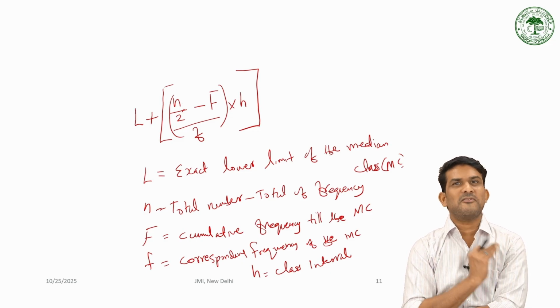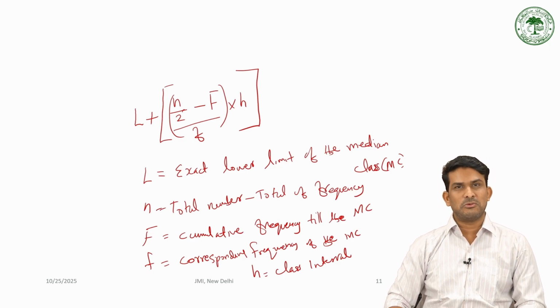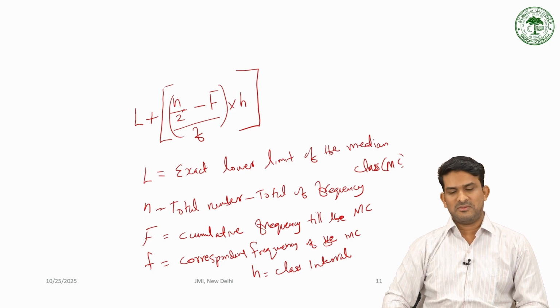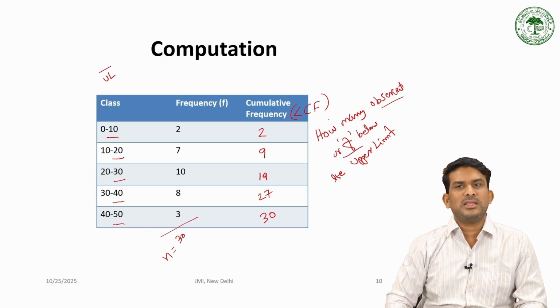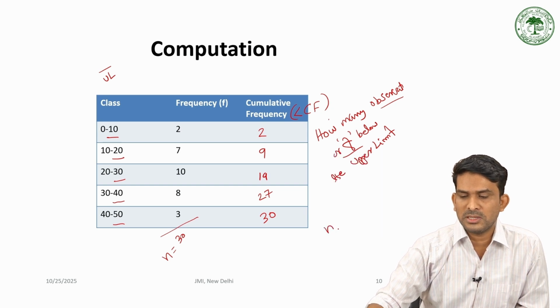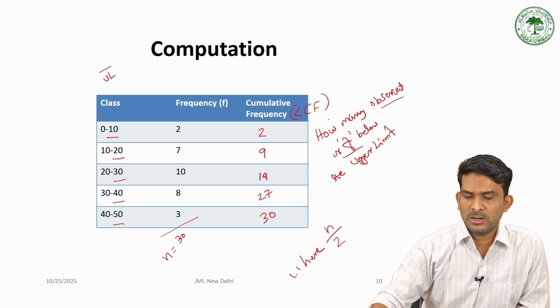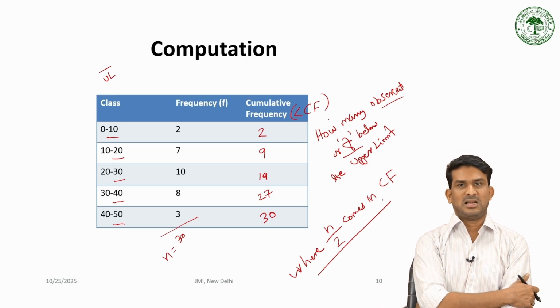Next is the corresponding frequency of the median class. For the specific median class, what is the corresponding frequency? H is class interval. Now my concern again here is, how do we identify the median class? Median class is where the n by 2 comes in the cumulative frequency. Where n by 2 comes in cumulative frequency, the class is known as median class.